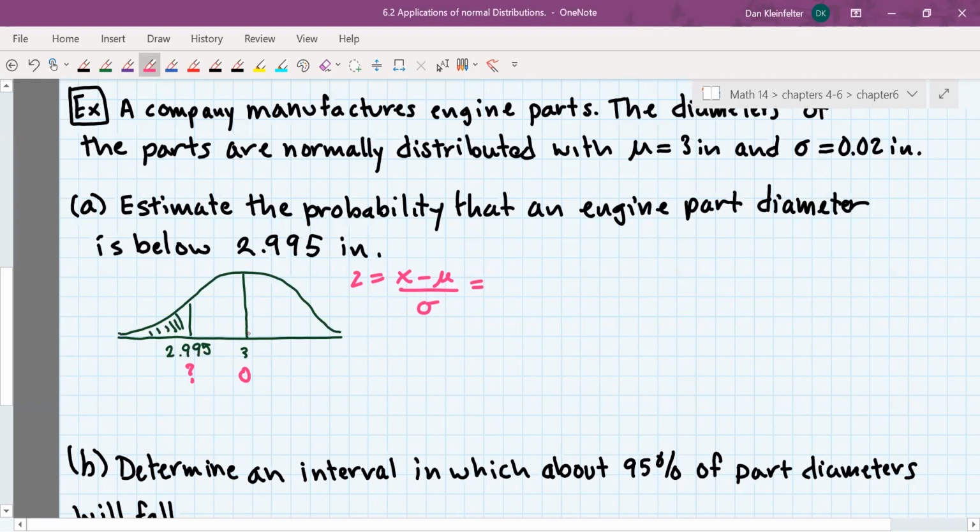We'll have 3 minus 2.995. Sorry, other way around. X is 2.995 minus mu, divided by our sigma, which was 0.02. So let's see what that is. That's negative 0.25. Okay, so now we can look that up in the table. So we have now a z of negative 0.25.